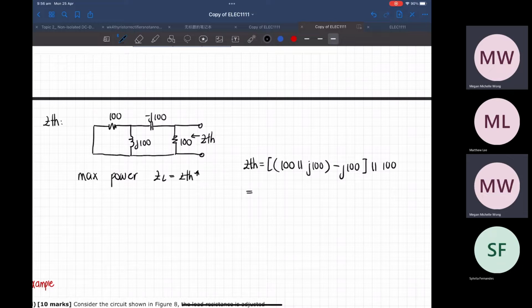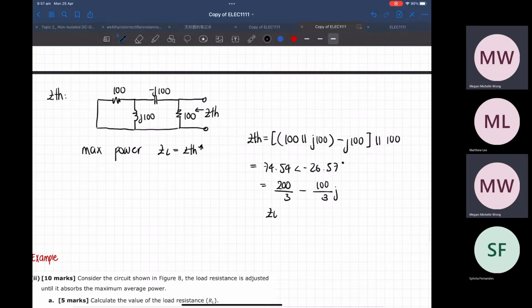Okay, got 74.54 angle minus 26.57. Or in Cartesian form, it is actually 200 over 3 minus j100 over 3. So it means that my ZL needs to be 200 over 3 plus j100 over 3.